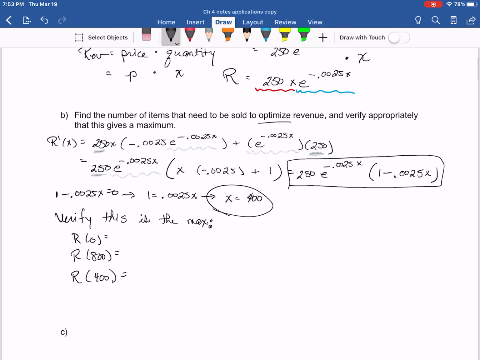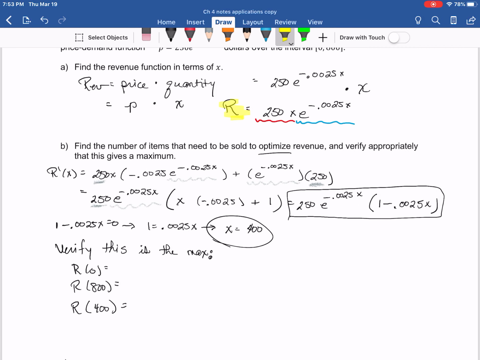All right, so I'm plugging these values back into my revenue function, which is, I'll highlight it for you, right here. Okay, so we're going to plug in those values of x into that equation. The first one gives you 0. The next one, 250 times 800 times e to the negative 0.0025 times 800 gives you $27,067. Close enough. The next, when you plug in 400 to the revenue function in place of x, gives you a revenue equal to $36,788. Close enough. Dollars. And so you can see that this is the max due to the extreme value theorem.